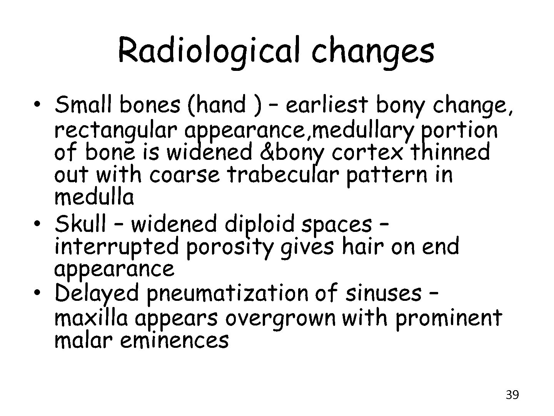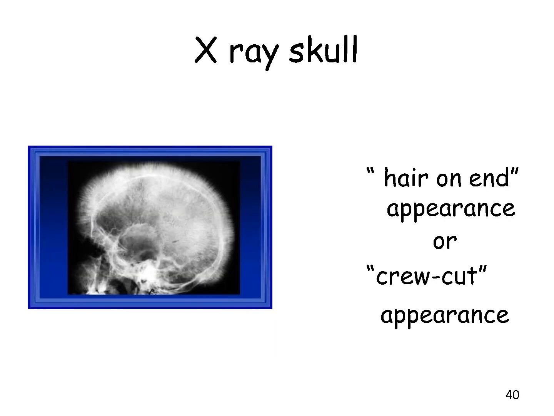Radiological changes in thalassemia. The earliest bony change will take place in small bones, especially of the hand. There will be rectangular appearance. The medullary portion of bone is widened and bony cortex thinned out with coarse trabecular pattern in medulla. In skull, there will be widened diploic spaces. Interrupted porosity gives hair on end appearance. Delayed pneumatization of sinuses. The maxilla appears overgrown with prominent malar eminences. Here in X-ray skull, we can see the hair on end appearance or crew cut appearance.